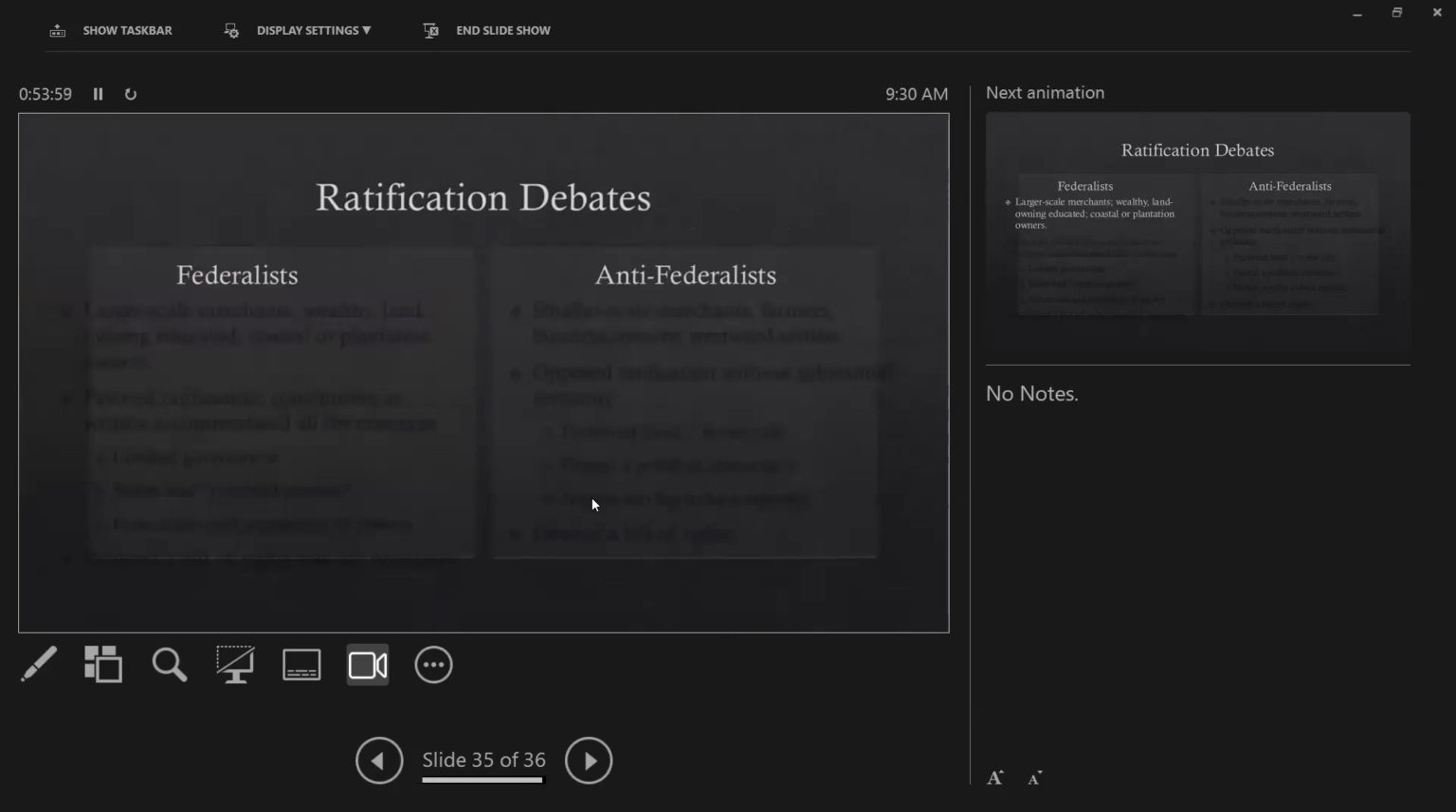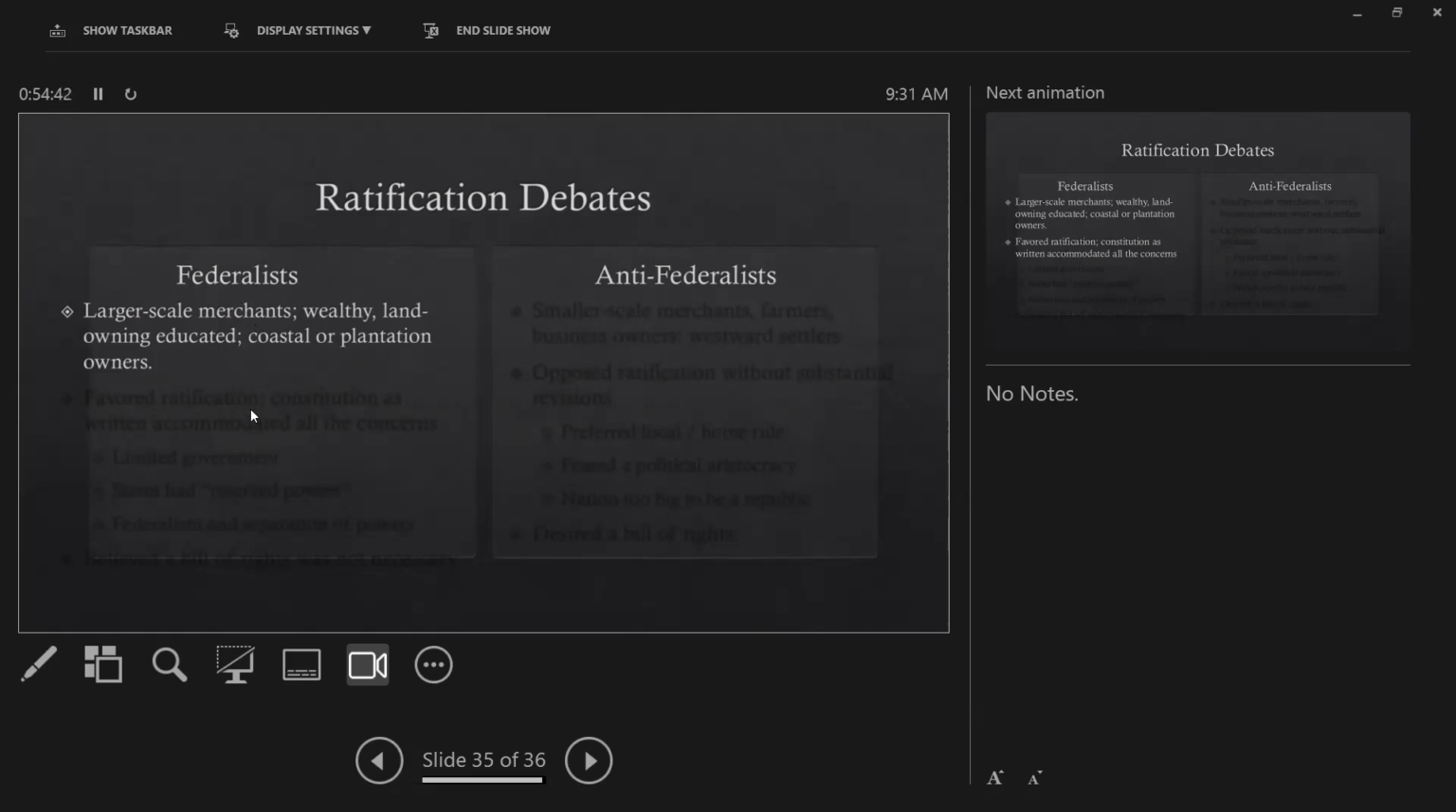Okay, I wanted to, in the last couple of slides, talk about those debates. I told you that there were two groups of people who formed, Federalists and Anti-Federalists. These are not political parties. These are just groups of people debating whether or not to ratify the Constitution. Federalists consisted mostly of larger scale merchants, wealthy, landowning, educated people who lived along the coast of North America. They are those who have the most at stake in the success of the Constitution.